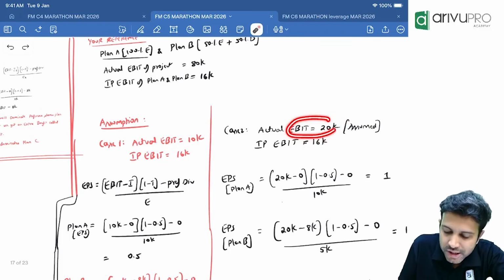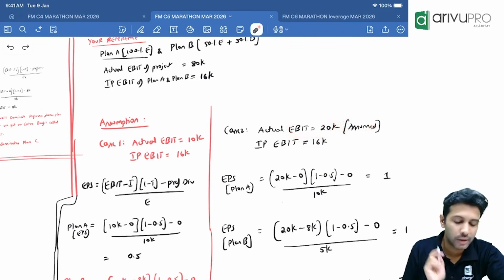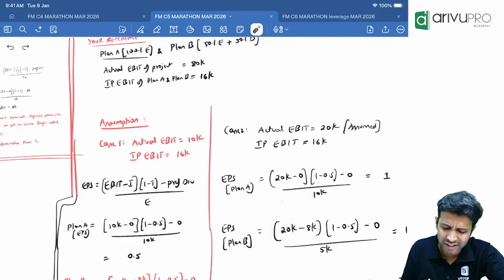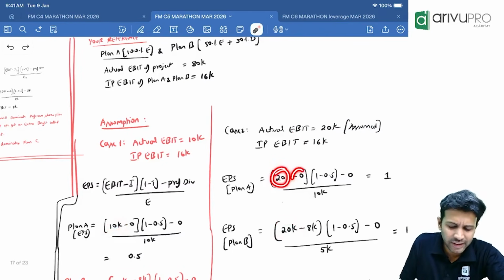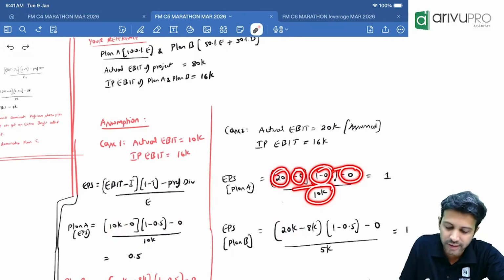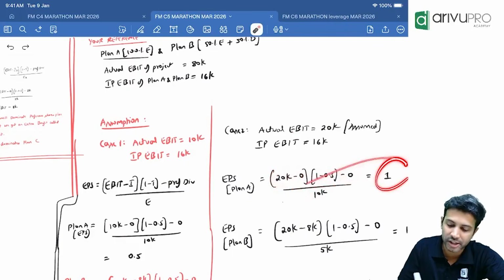If the actual project's EBIT is 20, what will happen? Now, substitute. Instead of 10, now I'm taking it as 20. Rest all digits same. 20,000. Interest is not there in plan 1. Into 1 minus tax rate. Preference dividend not there. Divided by number of equity shares. How much are you getting?